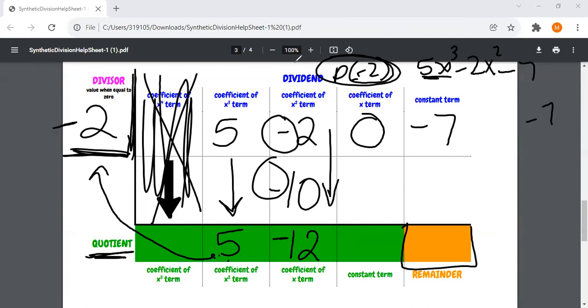Okay. And then once again, I multiply this by -2. So what is -12 times -2? Positive 24. Now what is 0 plus 24? Just 24. And now 24 times -2.